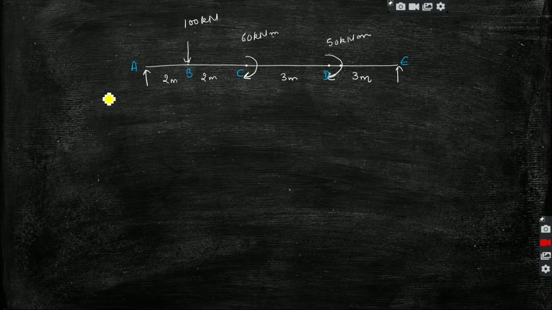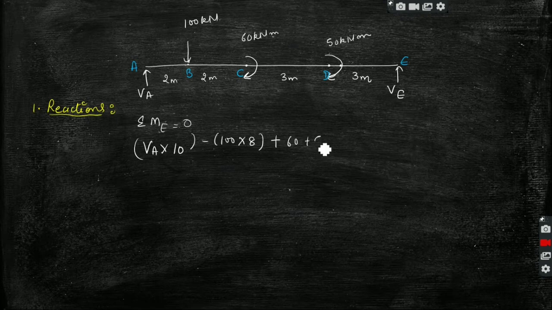So first step will be the same, which is the calculation of the reactions. For calculation of reactions, these will be the VA and VE, two reactions. So I will use the equation summation of moments at E point, ME is equal to zero. So first of all, VA into 10 meter, this whole 2 plus 2, 4, 4 plus 3, 7, 7 plus 3, 10, minus 100 into 8 plus 60 plus 50 is equal to 0.